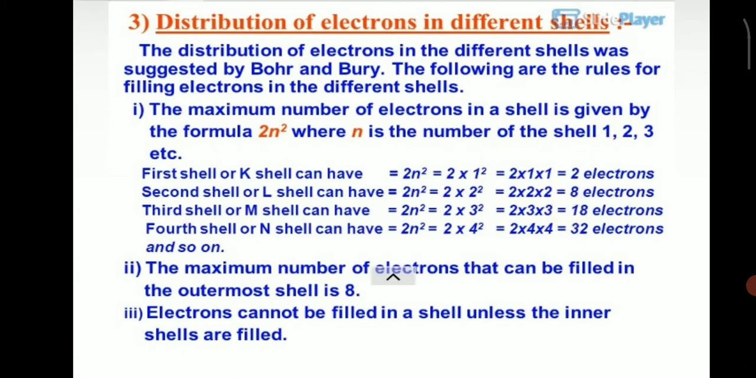So the arrangement or the filling of electrons in each shell is: we are filling from the K shell, then L, M, like that. So electrons cannot be filled in the shell unless the inner shells are filled.